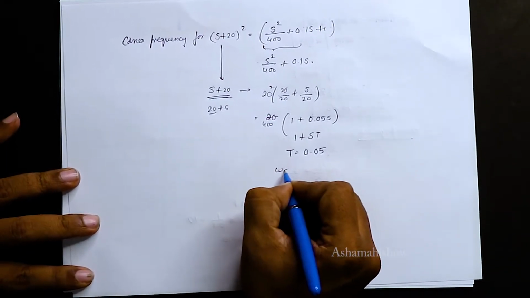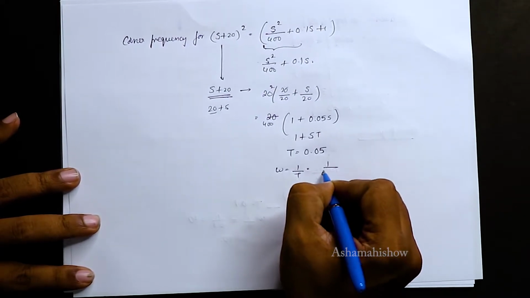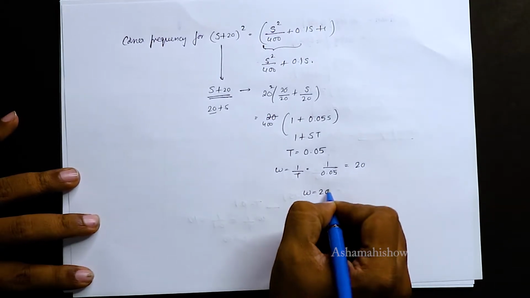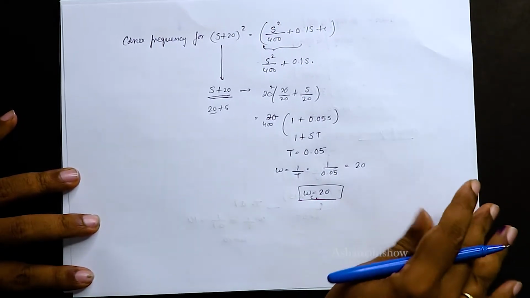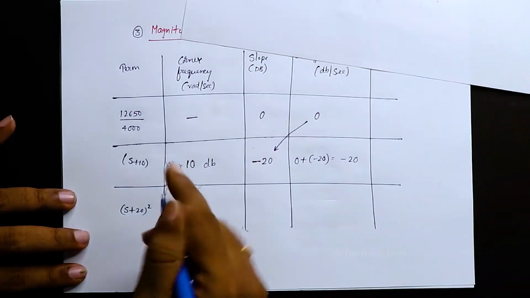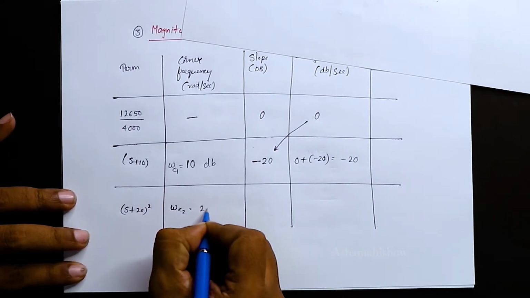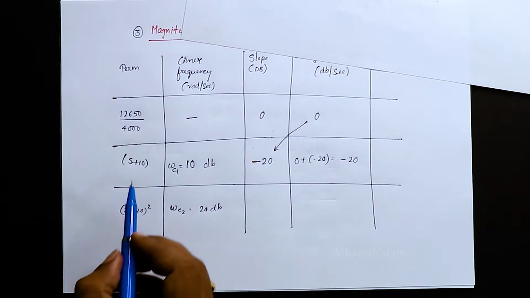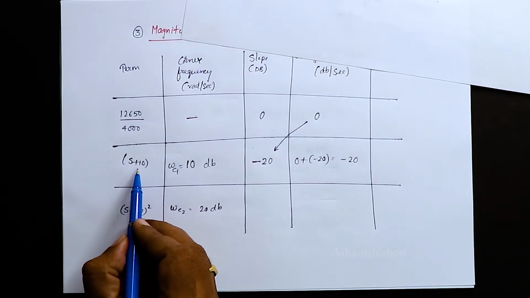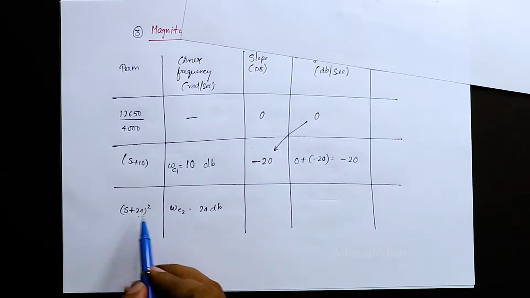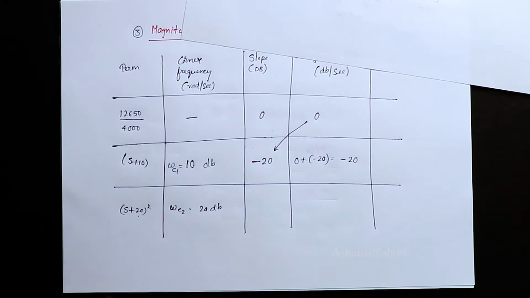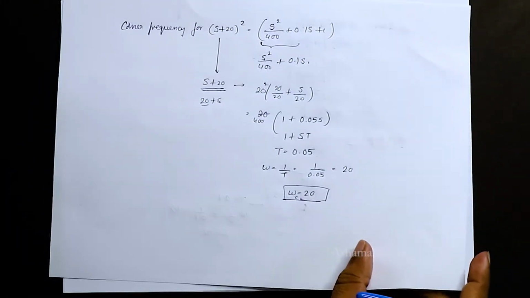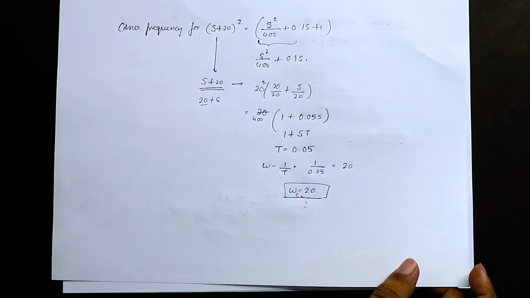As you know, angular frequency is 1 by t. So this is 1 by 0.05, that is nothing but 20. So omega is equal to 20, that is, omega c2 is equal to 20. You can see in many videos or explanations that they directly take this: if you have s plus 10, that becomes the corner frequency; if you have s plus 20, that is the corner frequency. But that is not the standard format. What you have to do is do it like this, so that there will be no mistake in the next method.